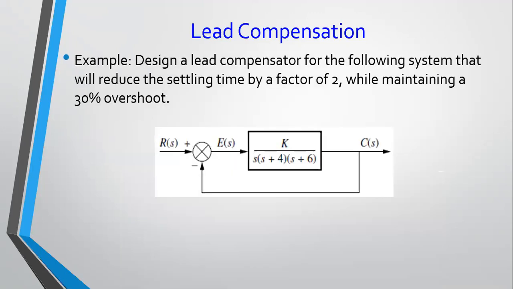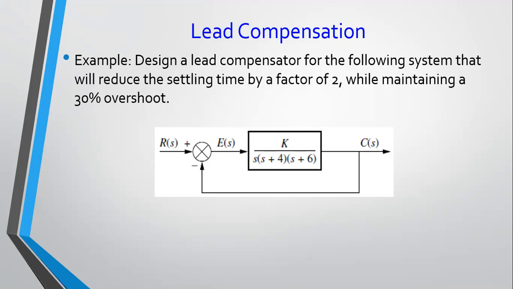Let's take an example to illustrate the design of a lead compensator. It's going to go very similar to what we've done for the PD controller, except now we would need to arbitrarily set your 0 somewhere and then find the corresponding pole to get the angle contribution you want, and then from there do simulations to cross-check. The question is formulated as: design a lead compensator for the following system that will reduce settling time by a factor of 2.